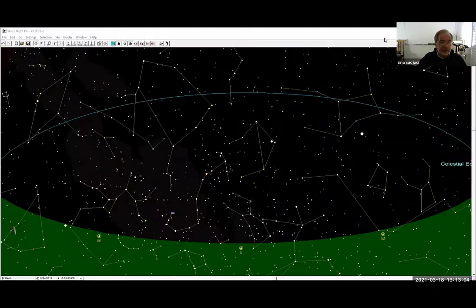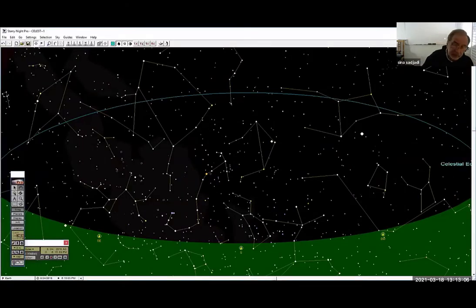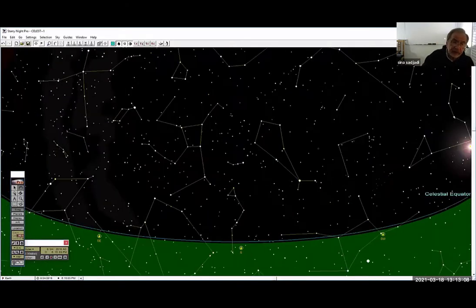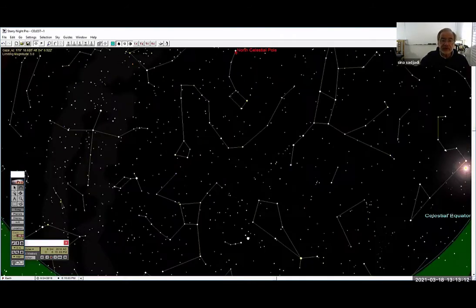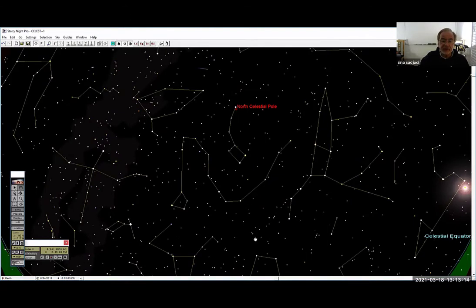Okay. When we look at Santa's location, he's at 90 degrees north. How many degrees above his horizon will you see the North Celestial Pole? 90 degrees, right? He's at 90 degrees north. That means he can see the North Celestial Pole 90 degrees above his horizon.